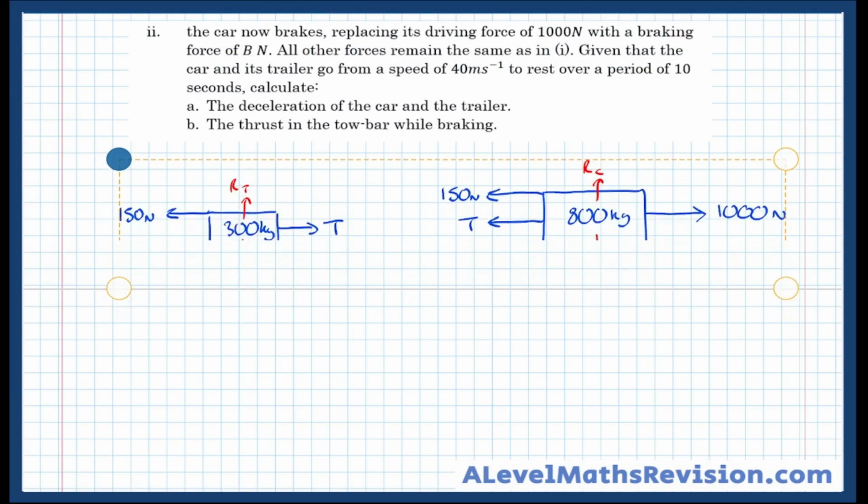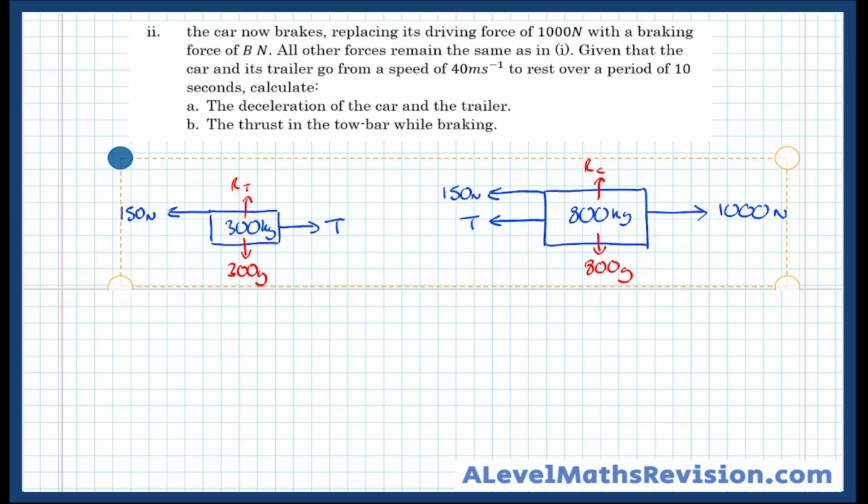So the diagram is going to be very similar to before, almost identical, except it's told us now. So the forces are the same as before, except the driving force of 1000 newtons, we'll get rid of that, and we're going to replace it with a braking force, which we're going to call B. And as a result, the tensions are going to change. Because the car's braking now, and as a result, this tow bar actually is going to be pushing the car when it's braking. The trailer is going to be pushing the car. And we'll see mathematically why that is in just a moment. But let's now do part A first of all.